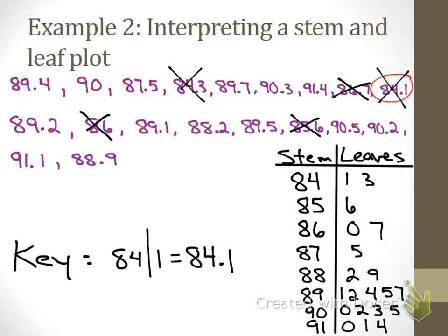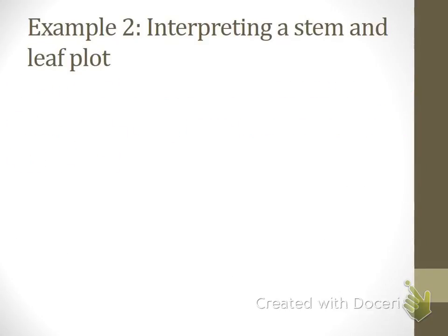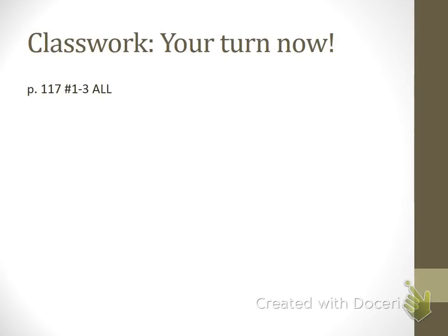All right, now I want you to work on the classwork, page 117. I want you to do numbers 1 through 3 all. Okay, classwork, page 117, numbers 1 through 3 all. So you're going to make a stem and leaf plot from test scores. There are 20 test scores.